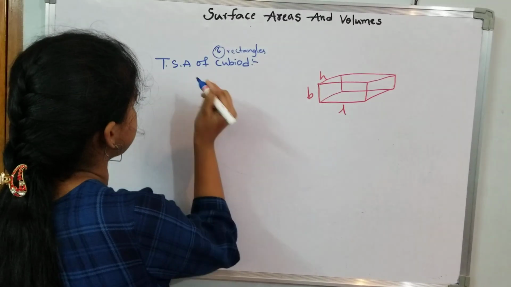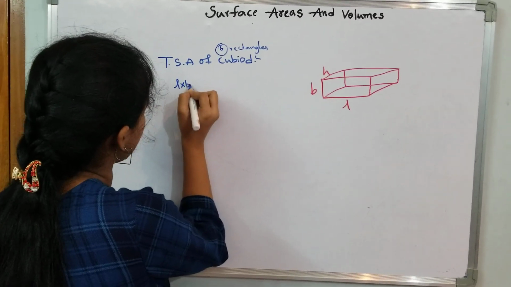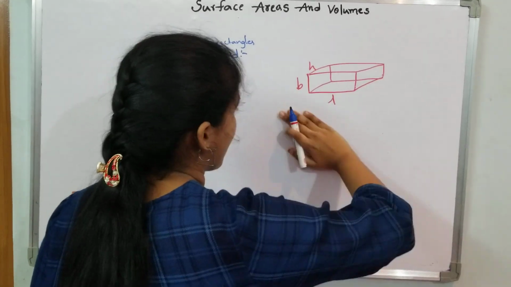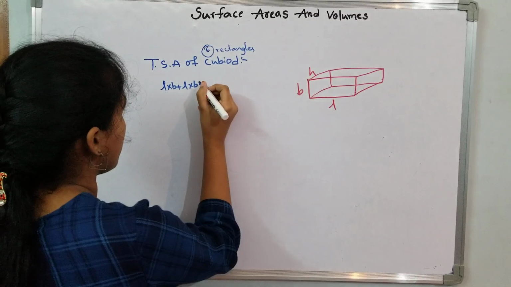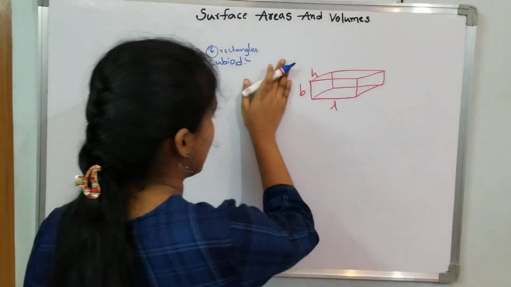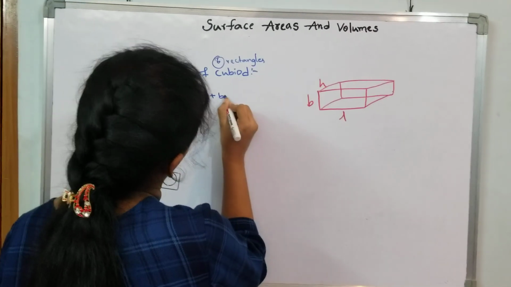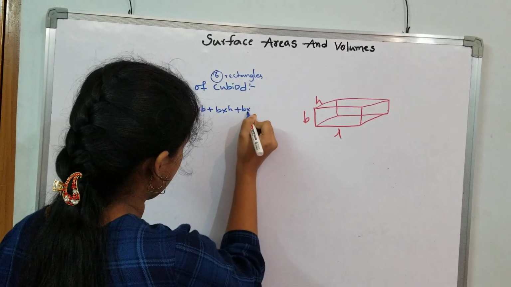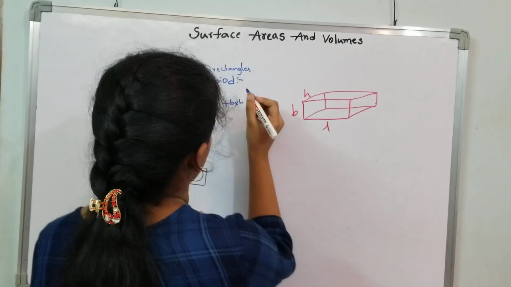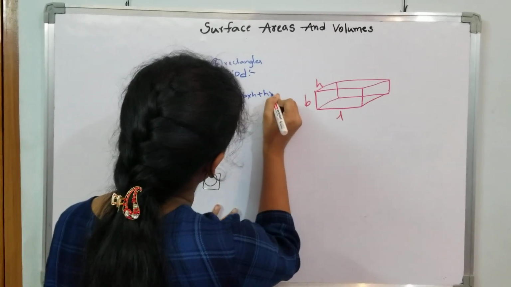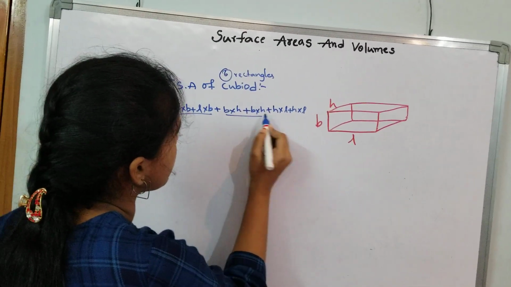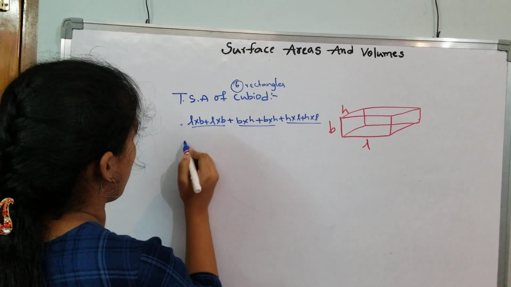L into B plus L into B, because L into B is the front side and back side. Plus B into H plus B into H, because left side and right side. Then H into L plus H into L, top and bottom. So let's take common.